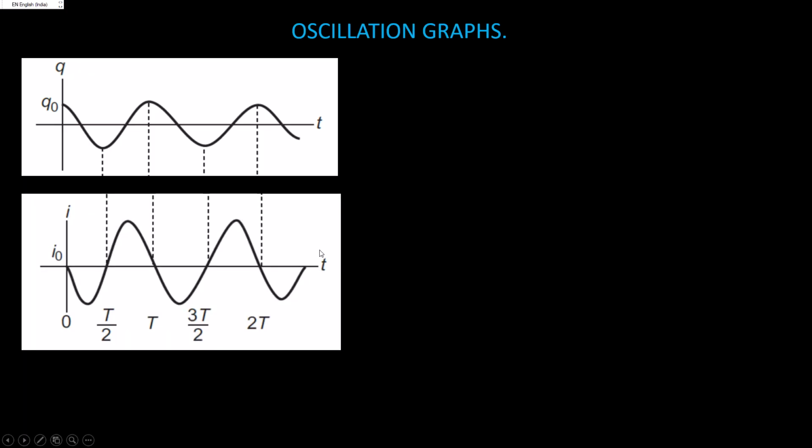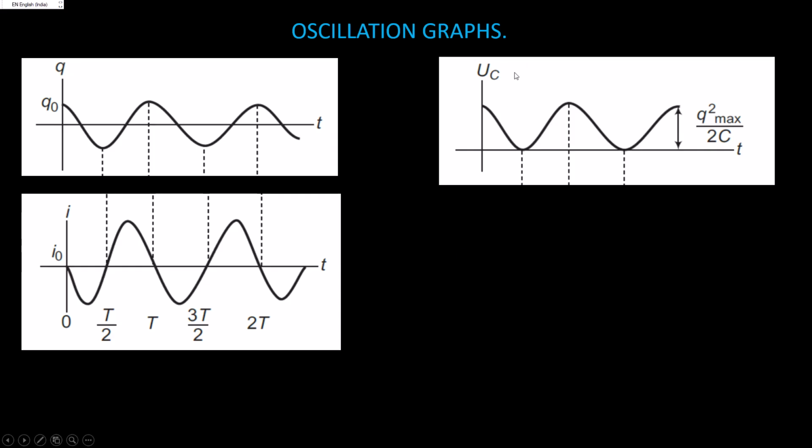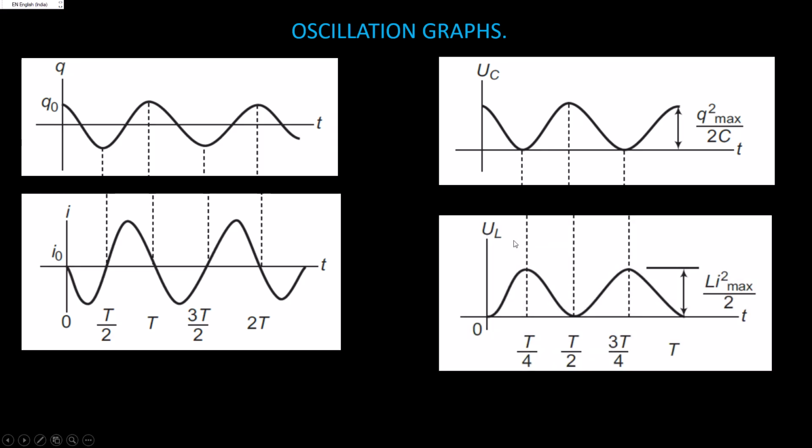Now their graphs. The charge oscillates sinusoidally and the current correspondingly also oscillates sinusoidally. Now the potential energy in the capacitor also oscillates sinusoidally, q square max by 2C, and the energy of the inductor is half L i max square. This is the oscillation graphs.